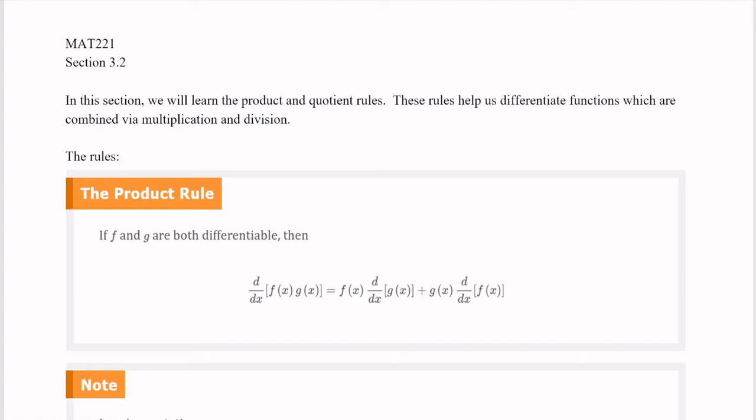Hi everyone, and welcome to the section 3.2 video. In this video we're going to be talking about the product rule and the quotient rule. And so this is just going to add to our list of different methods we have for taking derivatives.